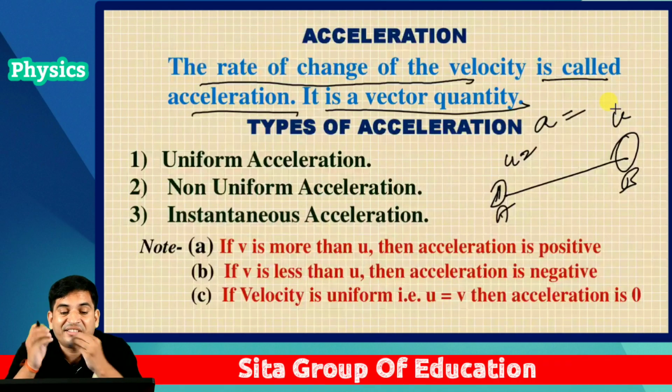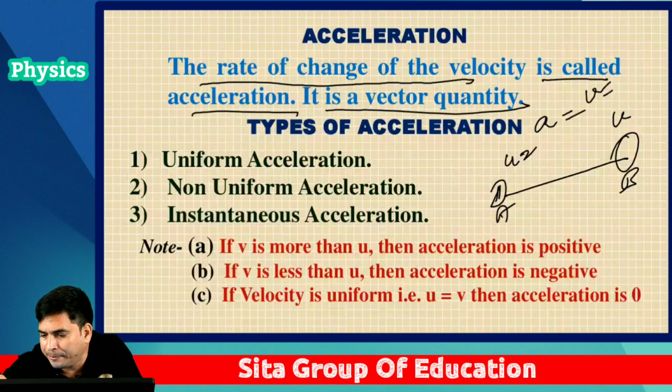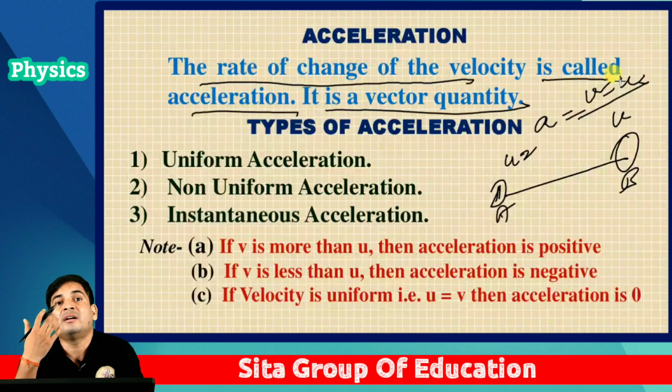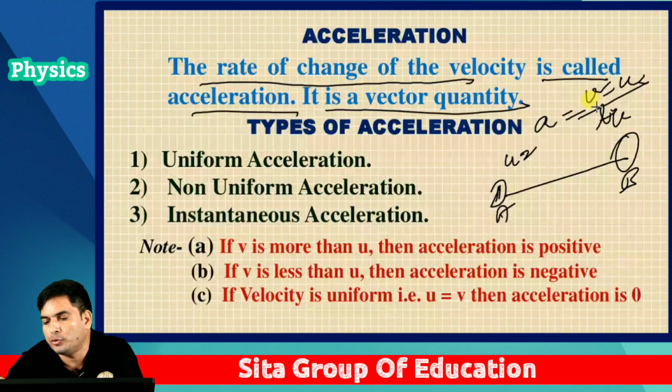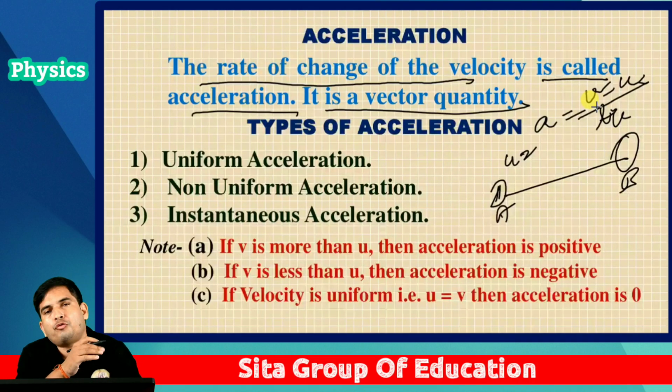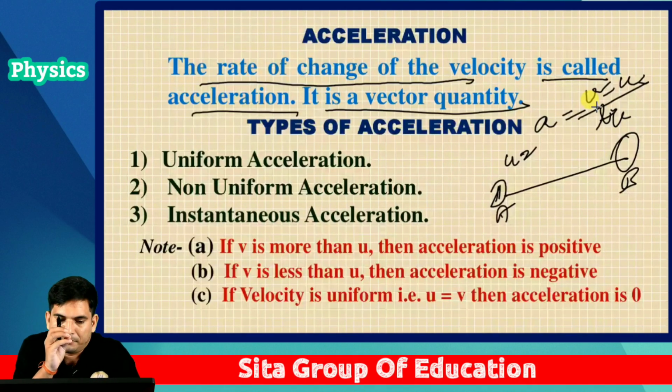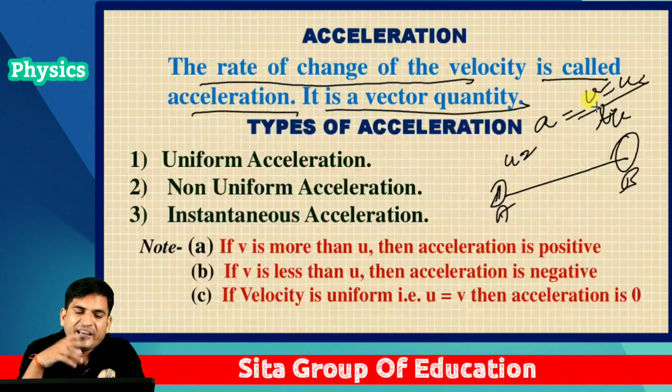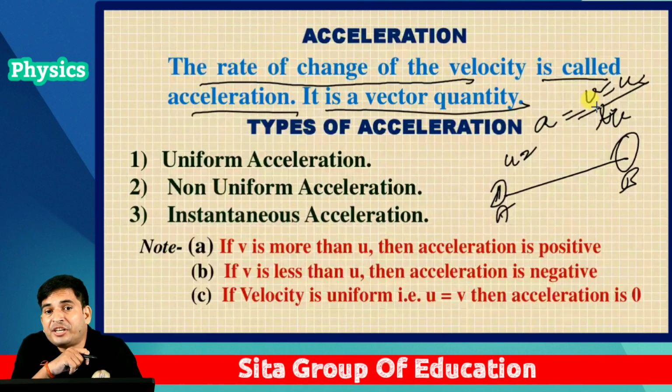What exactly does acceleration mean? The final velocity minus initial velocity upon the time taken, whatever time you have taken to complete this journey. In this way, in an easy way, you are able to find out the acceleration. The rate of change of velocity is called acceleration. This type of change can be in the speed and in the direction.